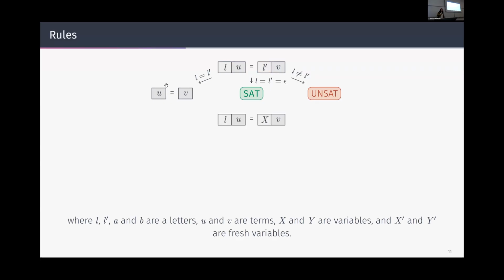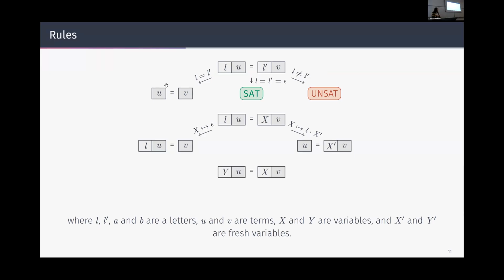For the case in which we have a variable and a letter, there are 2 situations. In the first one, we map the variable to the empty string, so we discard the variable on the first string, and we continue with this equation. Or we map the variable to the letter of the second equation concatenated to another fresh variable, and then we continue with that.